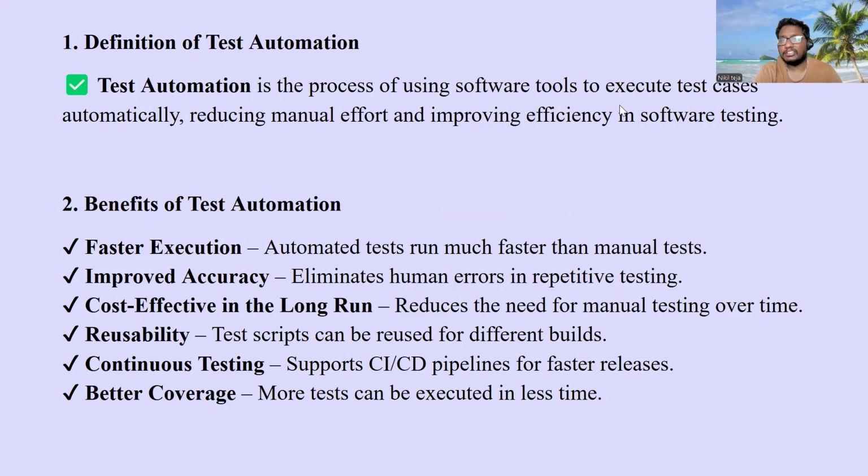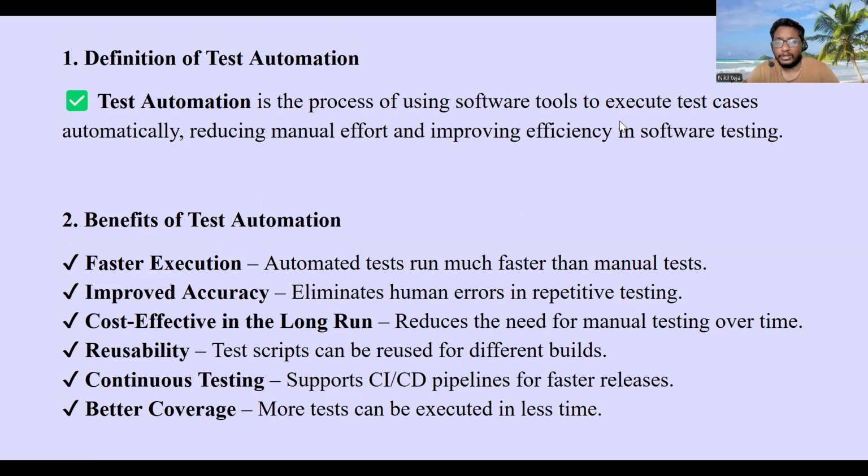And test automation is nothing but automating your tests, right? Manual testing takes a lot of time. So that is the reason why automation testing came into the picture. It will be reducing the manual work. It will be testing the repeated tests, repeated work. So test automation is a process of using software tools. We will be using software tools to execute test cases automatically.